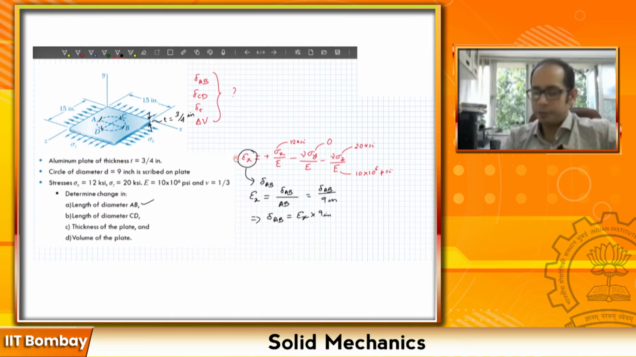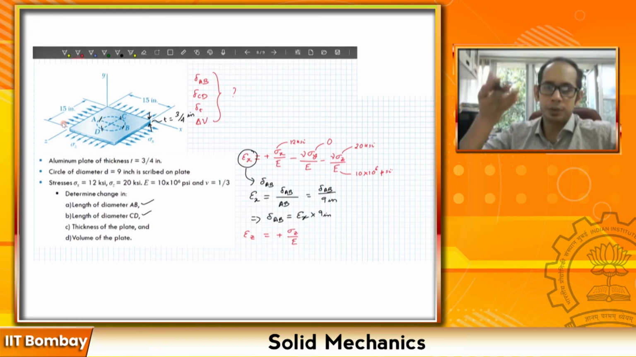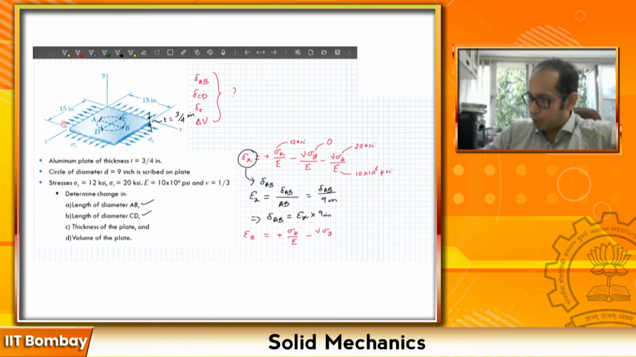In a very similar fashion, you can calculate the change in length CD. Remember, CD is along the z-axis, it goes along this particular z-axis. So that is going to be my epsilon z. Epsilon z will again be a similar kind of equation, sigma z by E, and is related to the other stresses using the Poisson's ratio, minus nu sigma y by E, minus nu sigma x by E.